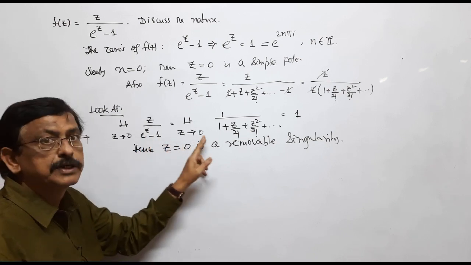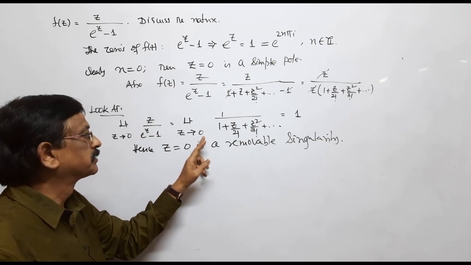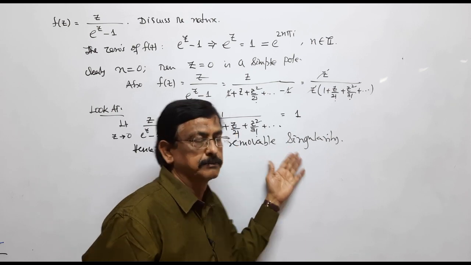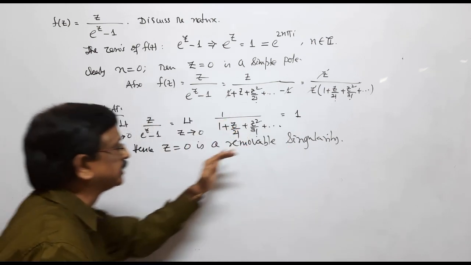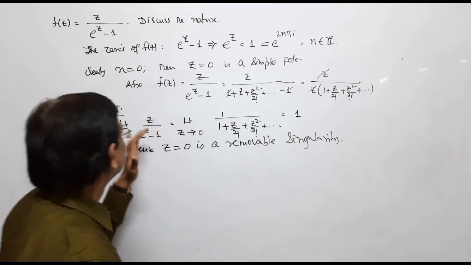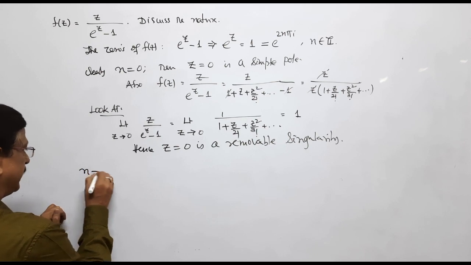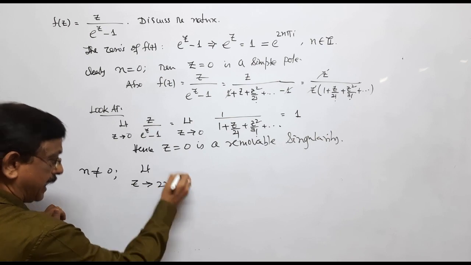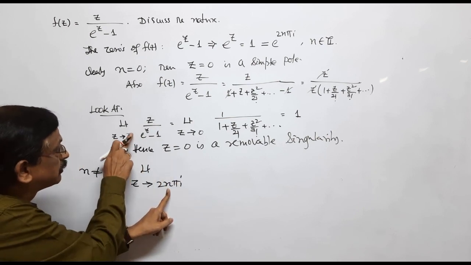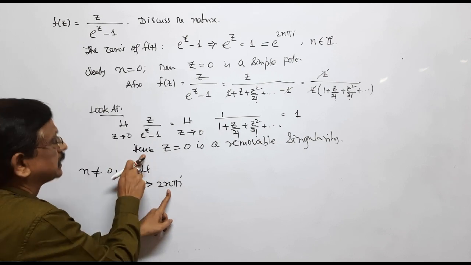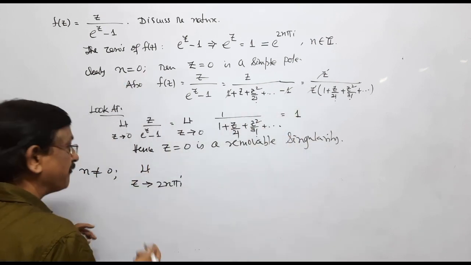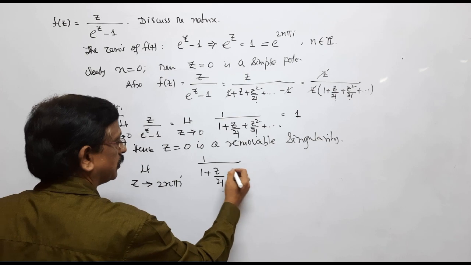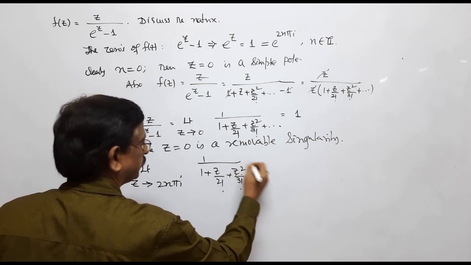So z equal to 0 is a removable singularity. Anyhow, I will stop the story here. What about if n is different from 0? The case n equal to 0 is already dealt with. So look at the limit z tending to 2n pi i, with n different from 0. In the same fashion, I will get 1 by 1 plus z by factorial 2, z square by factorial 3 and so on.